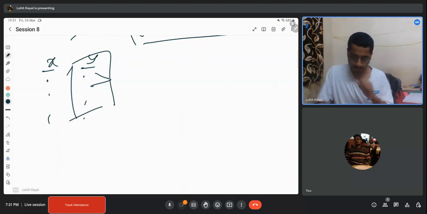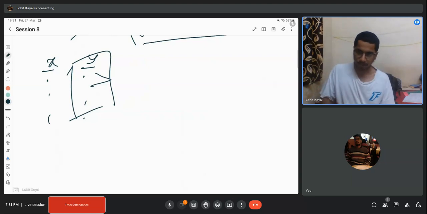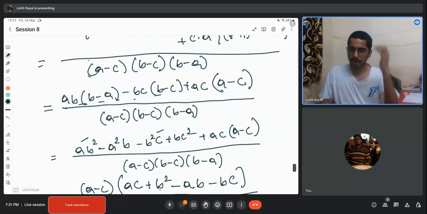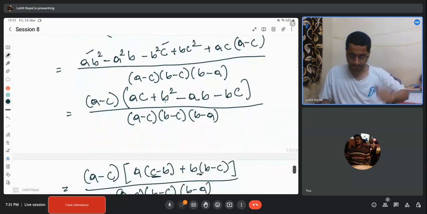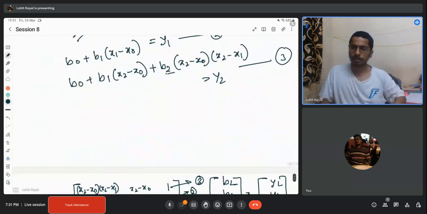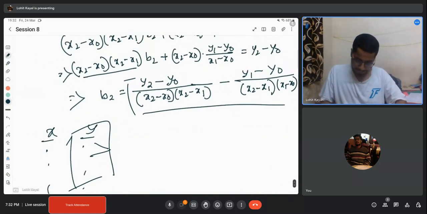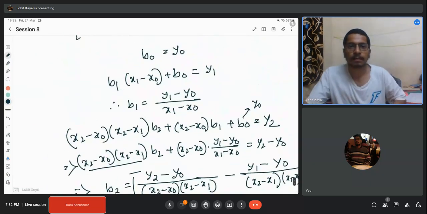So I will talk about the spline later. But first, let me solve a few questions regarding this Lagrange interpolation and this Newton's divided difference. Just a moment.